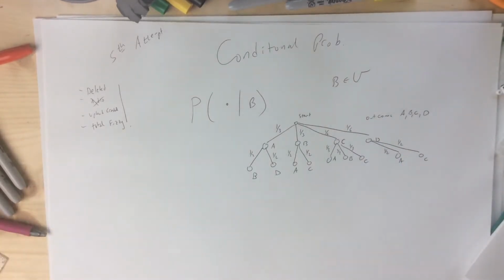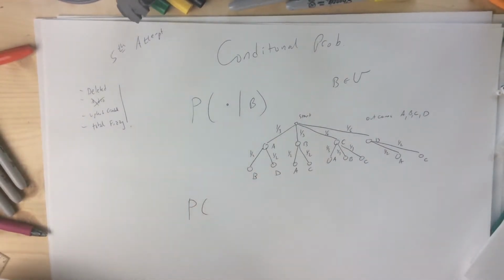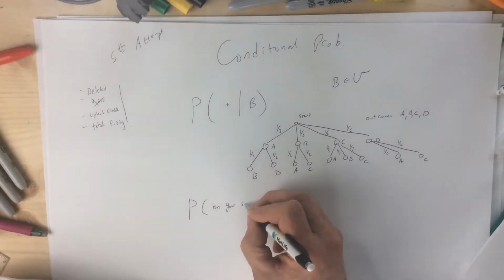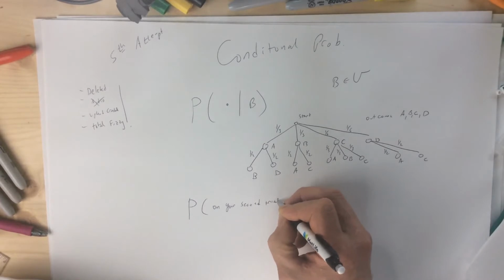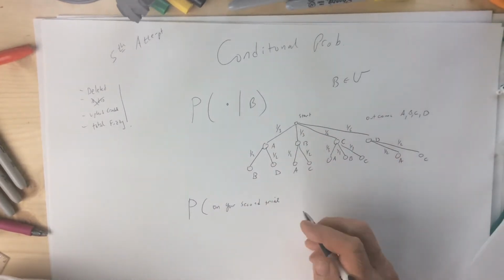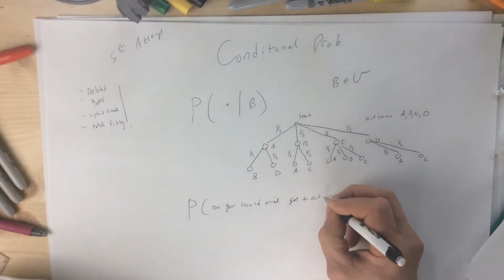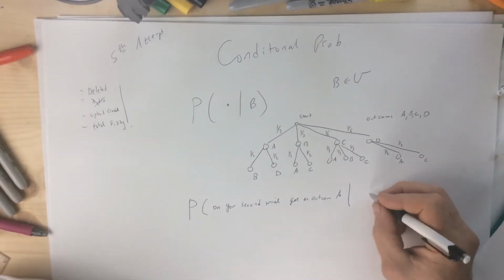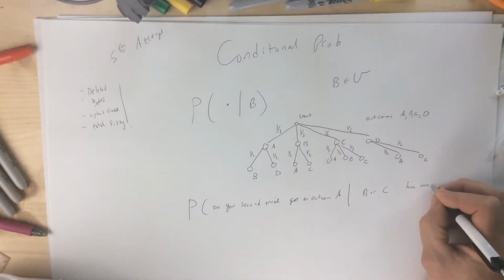So this is a game. It could have different rules. This is how it proceeds. Now I'm going to ask a question. What is the probability that on your second trial, that means you made it down to the bottom, you get an outcome A, but given B or C has occurred?